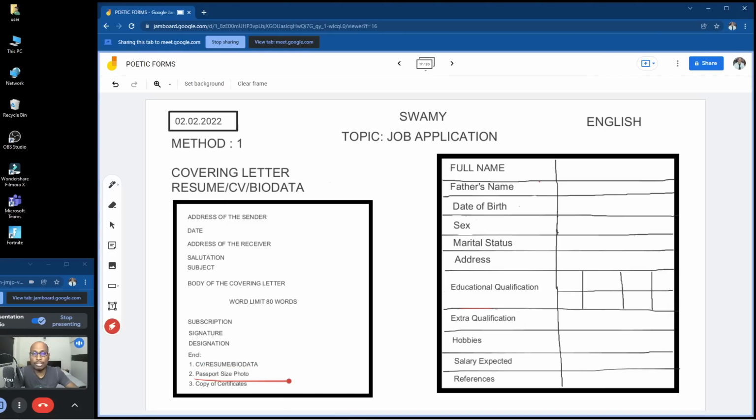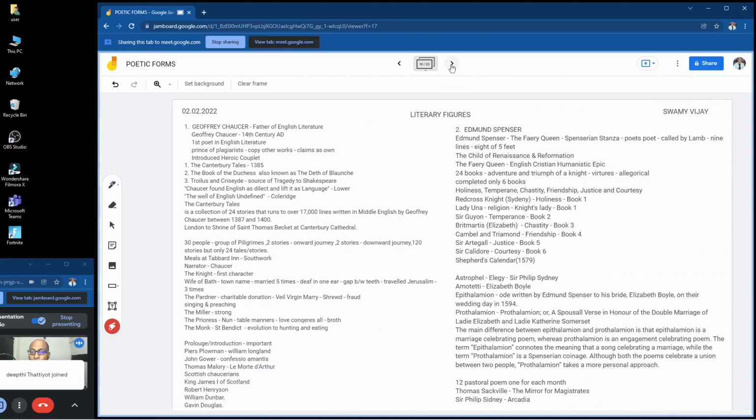Then if they ask you to submit a passport size photo, that also you should enclose, and a copy of your certificates, whatever certificates you have, post graduation certificates, all those things you have to attach. So this is the format of the covering letter, and this is the content you have to write in the covering letter. Now I will show you an example covering letter, the way we have prepared.